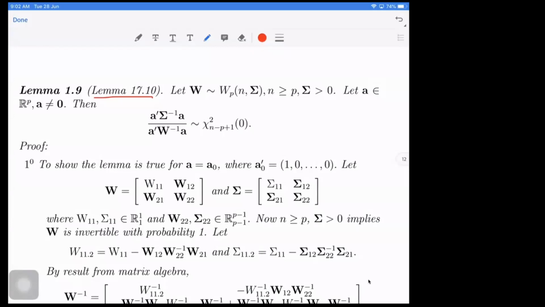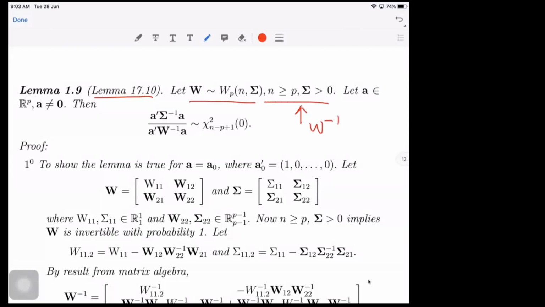So let's look at this assumption. We have a W, which is Wishart distributed, and this assumption is again important for a W inverse to exist. And we know that sigma is also positive definite, which makes sigma inverse exist, so that these two terms here will be defined.